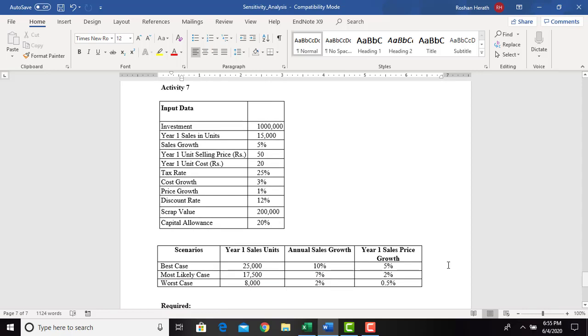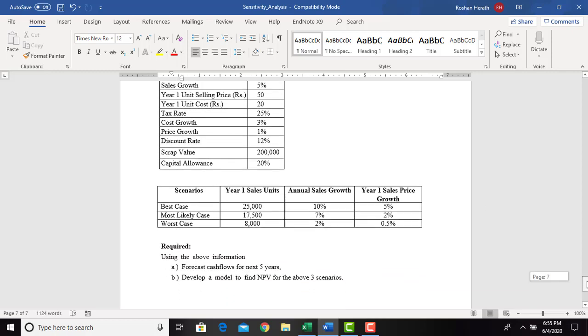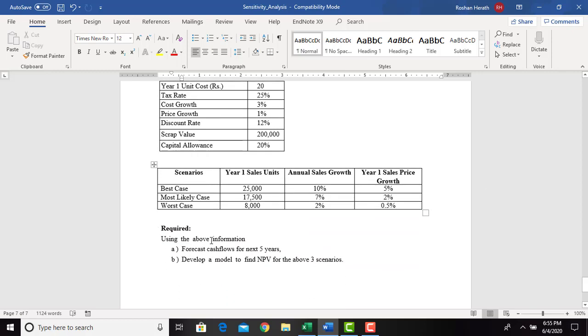So there is an activity where you are given some input, and given this input you are given three scenarios, and then you've been asked to compute, forecast the cash flows for the next 5 years and develop a model to find NPV for the above three scenarios.